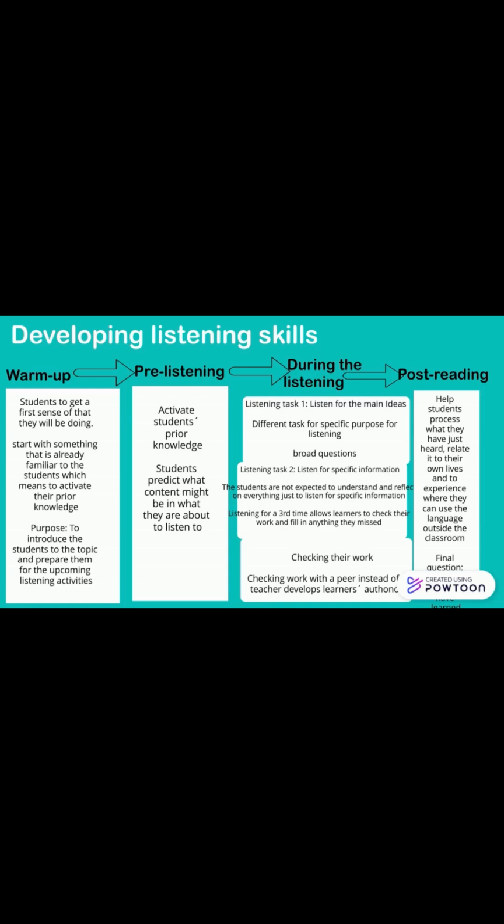In the actual listening stage, students listen 3 times to the tape. The first time, they listen for the main ideas to understand the context. The second time, they listen for specific information. The third time gives them a chance to check their answers and add anything they missed. After listening, students can check their answers in pairs, which develops their autonomy. In the post-listening stage, the teacher helps students to process what they have just learned through a final question in which students have to express their feelings and thoughts about the listening.